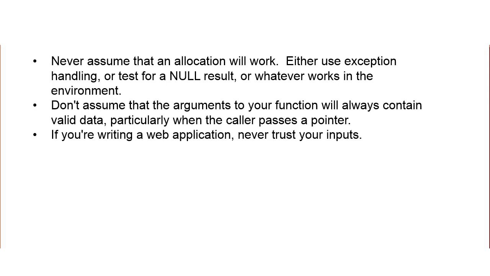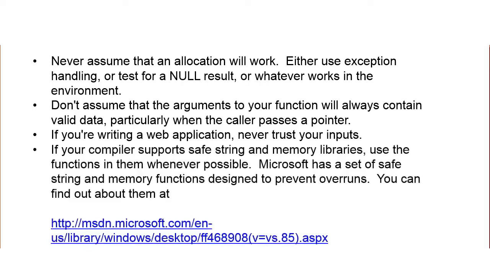If you have to use fixed-length buffers in some part of your code, length test the incoming data and either truncate it or reject it. If possible, exchange the fixed-length buffers for something more adaptable and safe. Use safe versions of functions whenever possible. If your compiler has safe string and memory libraries, use them whenever you can. Microsoft has a set of safe string and memory functions designed to prevent overruns, and you can find out about them at the link that you see here.